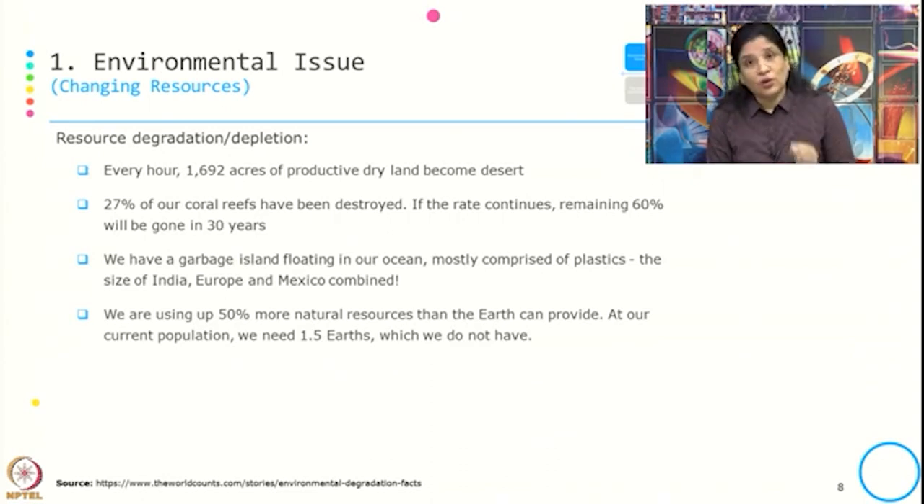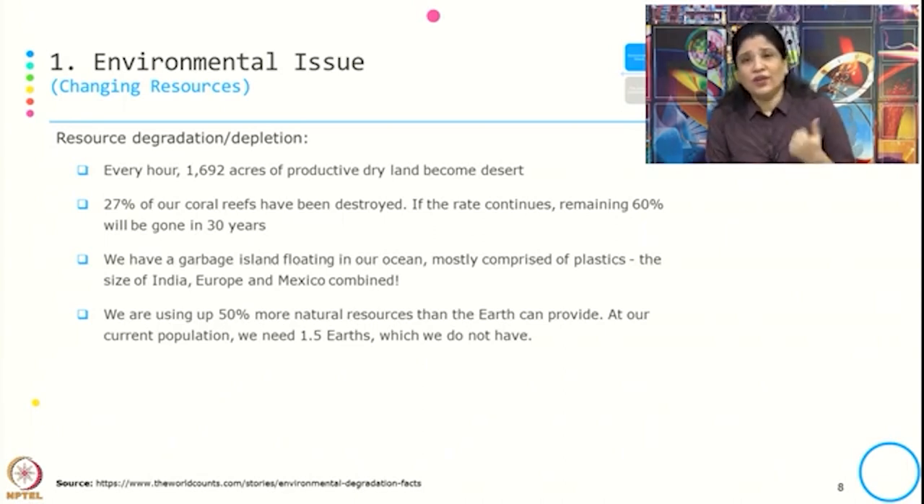What is more worrisome over here is that although there are a lot of rules, a lot of policy, a lot of restrictions associated with solid waste, typically plastic waste, if you look at the facts, we have a garbage island floating in our ocean, mostly comprised of plastic. And you know what the size of that is? It is equivalent to India, Europe and Mexico combined.